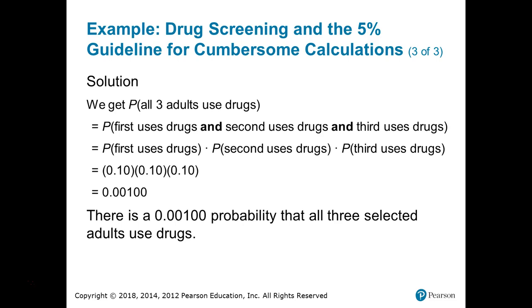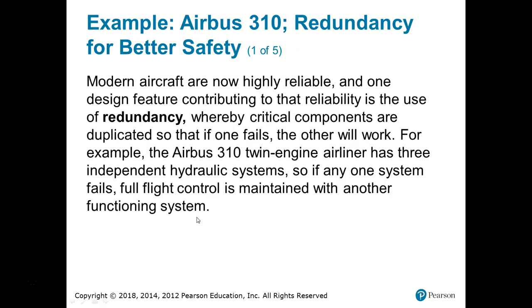So we're going to say probability of the first person uses drugs multiplied by the probability of the second person uses drugs multiplied by the probability of the third person uses drugs. So 0.1 times 0.1 times 0.1 gives you a 0.001 probability that all 3 selected adults use drugs. Okay, these are hard to do in one shot without any pauses or edits.